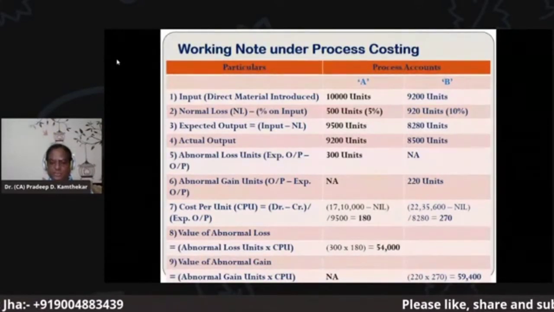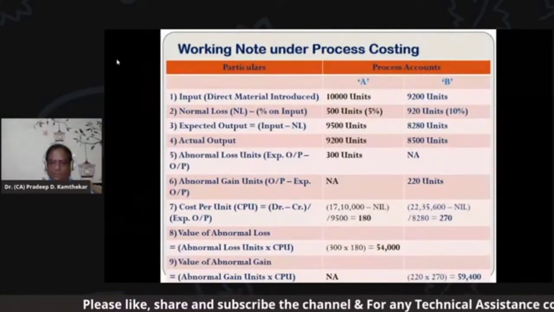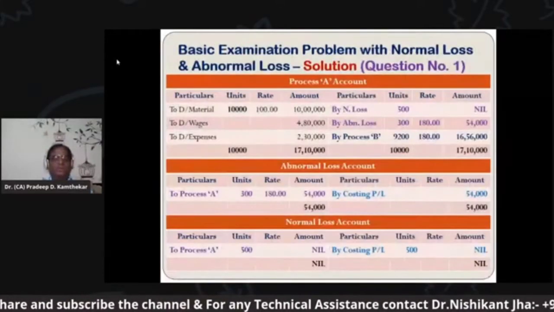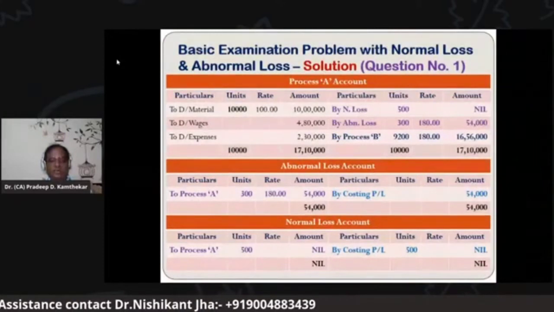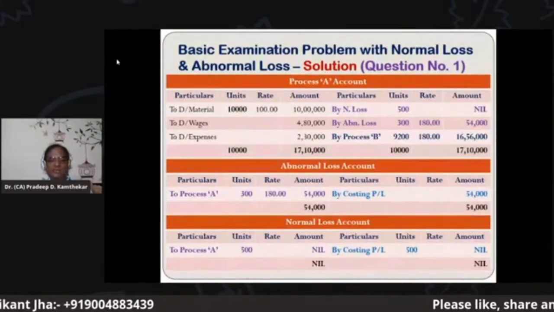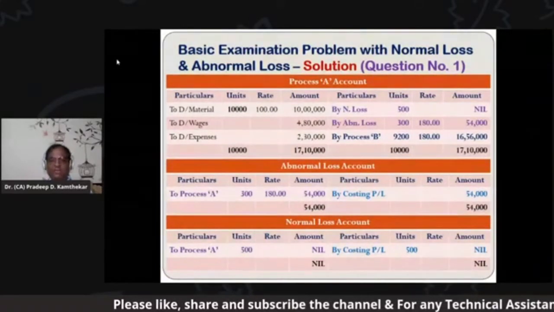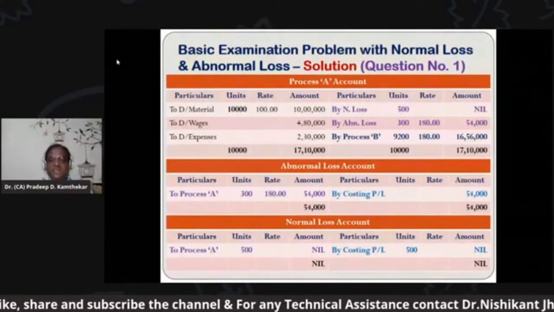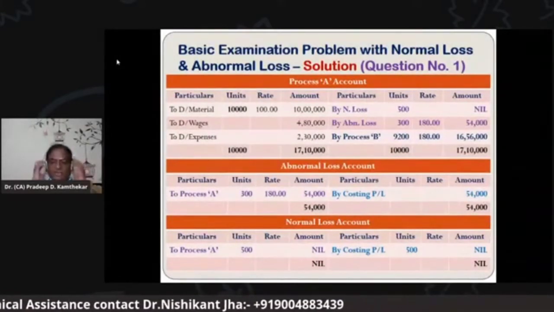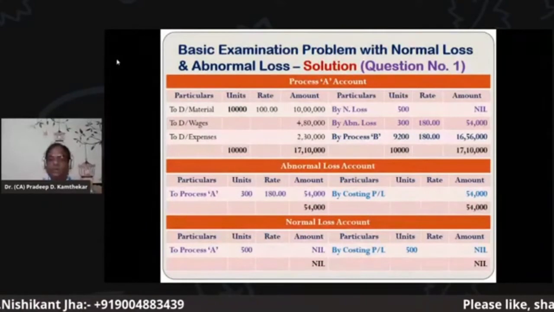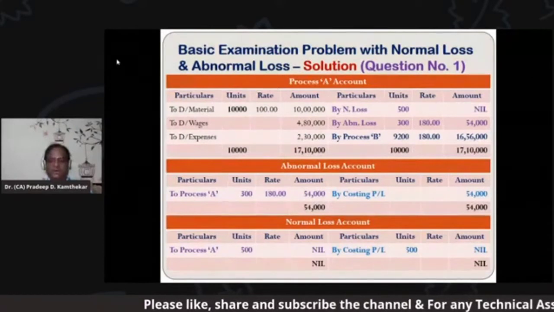Now let us see process account, process normal loss account, and abnormal loss, abnormal gain account. See, so to direct material 10,000 units, 100 rupee rate, 10 lakhs. To direct wages 4 lakh 80,000. To direct expenses 2 lakh 30,000. Total of debits is 17 lakh 10,000, minus normal loss. This normal loss is non-saleable, so rate is not given, and whenever it is non-saleable, it is nil. So 17 lakh 10,000 minus credit side total nil, divided by expected output 9,500. So our cost per unit is 180.